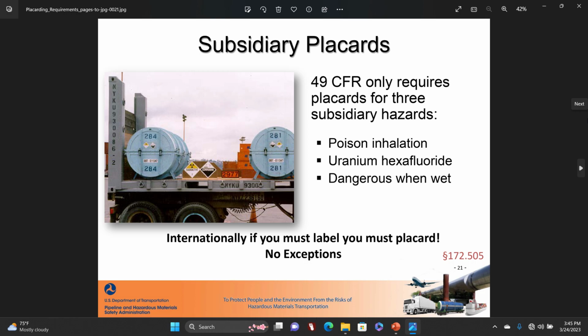Secondary placards or subsidiary placards. If you read, and I've seen this numerous times, so I had a Class 8 corrosive, and it explicitly was Class 8 corrosive, but the secondary was 6.1, and right underneath it, it said inhalation hazard. Even though it's a secondary hazard, it must be placarded because it's Table 1. And this goes for poison inhalation, Class 7 uranium hexafluoride, and 4.3 dangerous when wet. Even if it's a secondary hazard, you have to placard the Table 1 items.